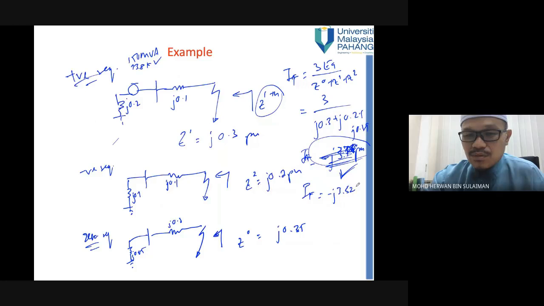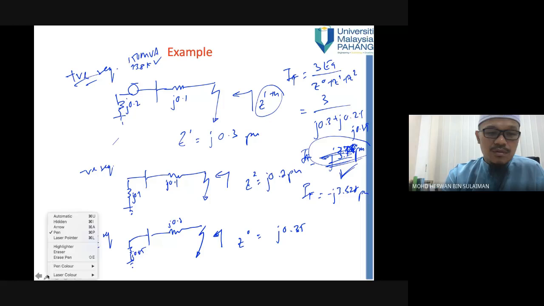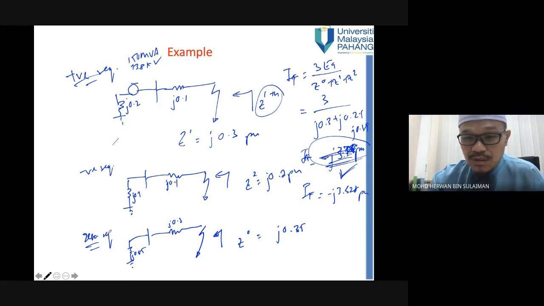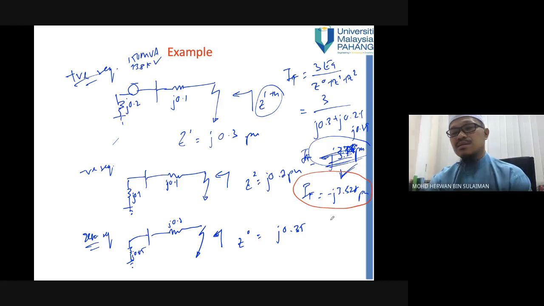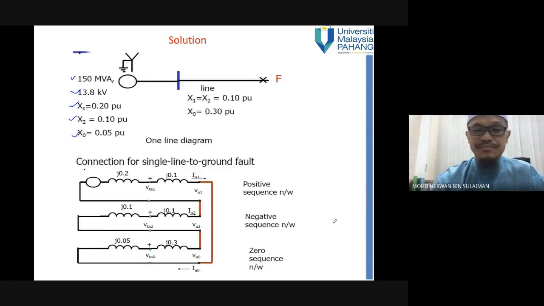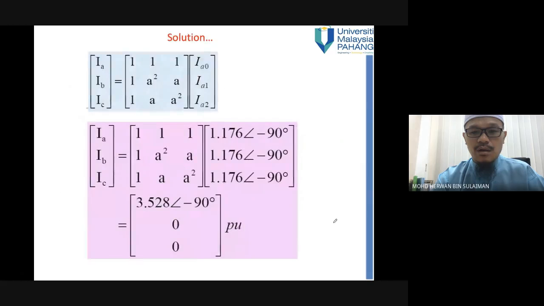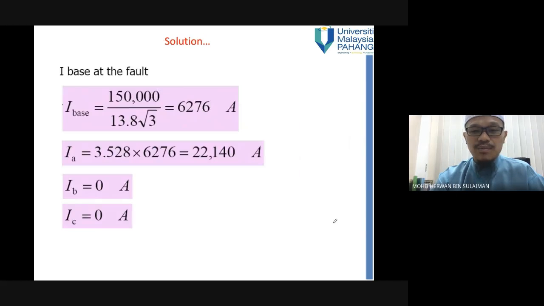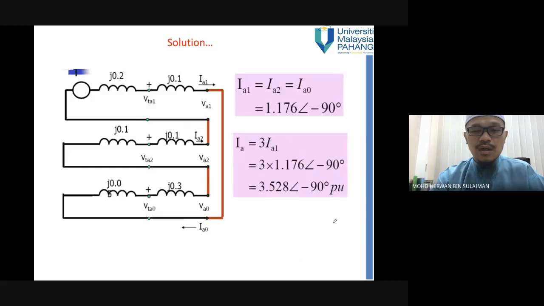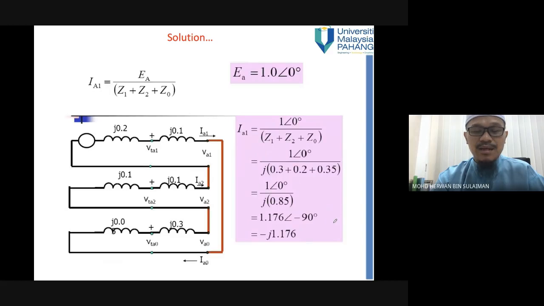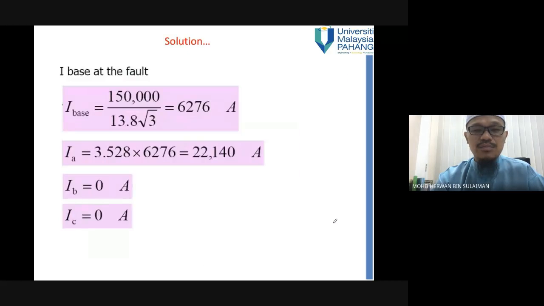528 per unit. Okay, this is your fault current. If you want to calculate in terms of ampere, you need to find the base for current. So I don't encourage doing it in front here. If you want to find the current in ampere, you just find your base using this equation.